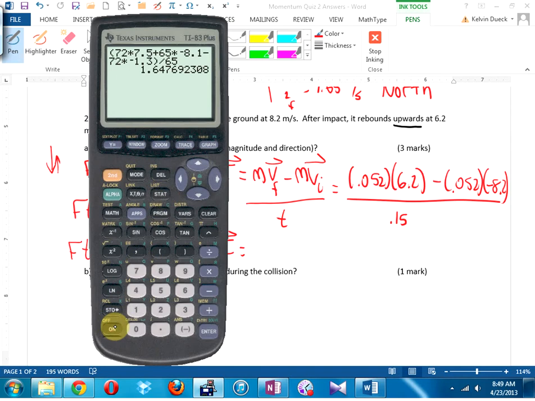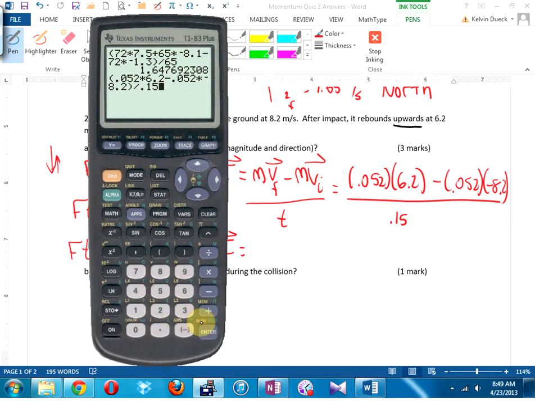I think positive, because I think the whole force is going to be up, because the ground has to apply an upwards force to bring the ball to a stop and apply an upwards force to get it to go back up again. I think that ties in with Newton's laws and stuff that I've learned already, so this is good. 0.052 times 6.2 minus 0.052 times negative 8.2, close bracket, divided by 0.15. Do you get an answer of 4.992? Almost exactly 5 newtons?